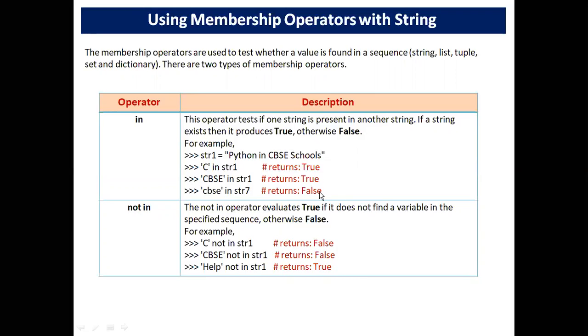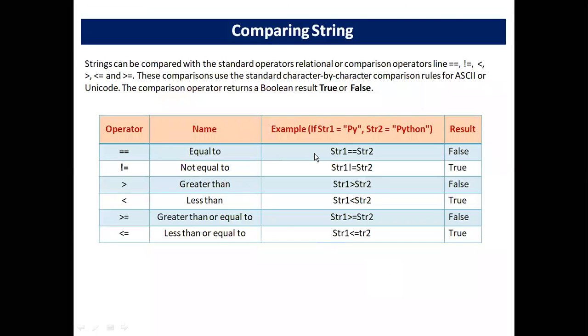There it was true, true, false, because as per in, and here it is false, false, true as per not in. Now we are comparing the strings with the comparison operators: equal to, not equal to, greater than, equal to, less than, equal to. It compares two strings.